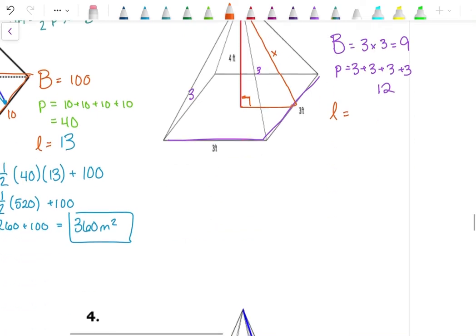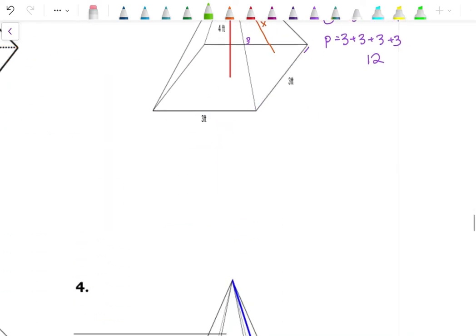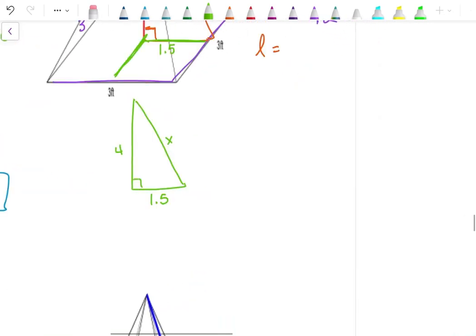Now, I'm going to go with Pythagorean Theorem because I just so happen to know that this bottom side is going to be 1.5 because that's going to be half of 3, which is on the other side. So let's draw our triangle out over here so it'll be easier to see. I've got 1.5 at the bottom. I got 4 here. This is what I need to find. So I'm going to do Pythagorean Theorem to figure that out.